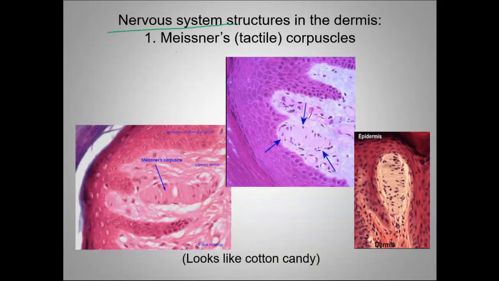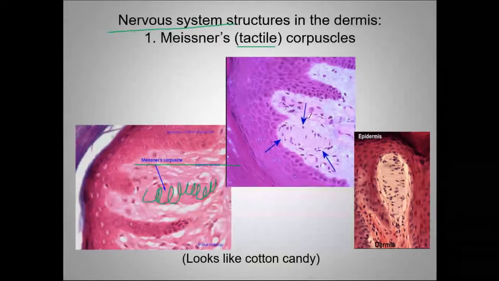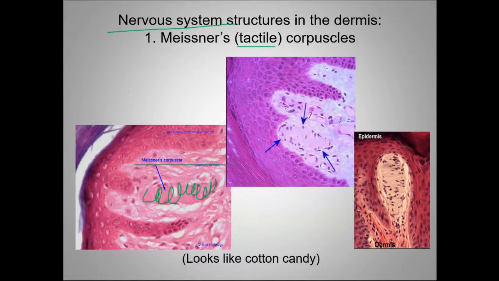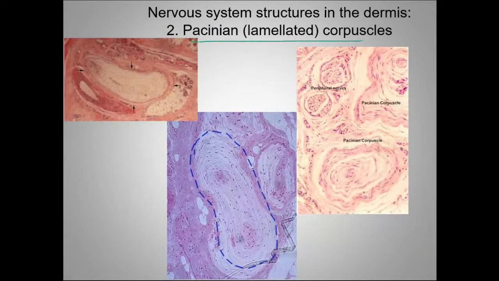Regarding the nervous system, there are different types of nerve terminations. I'm going to ask you to remember at least these names because we're going to look at them again when we look at the nervous system. If you see something looking like cotton candy in the dermis, that's going to be your Meissner's corpuscle, which is mostly a touch sensation organ, an organ that allows you to feel touch. Another one is the Pacinian or lamellated corpuscle. It's more like lamellated. It's a nerve termination, and this allows you to feel pressure and vibration.